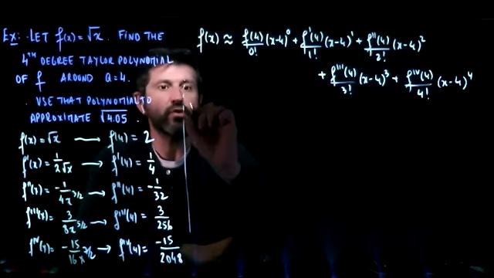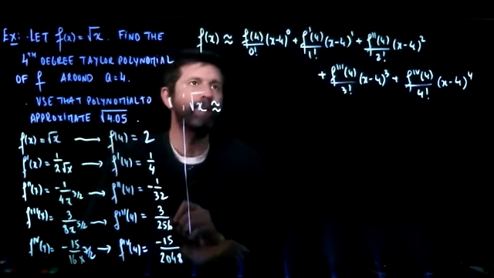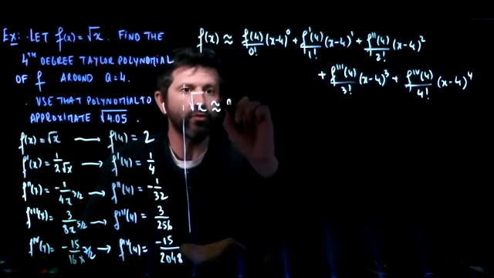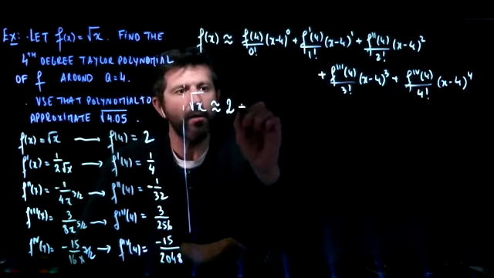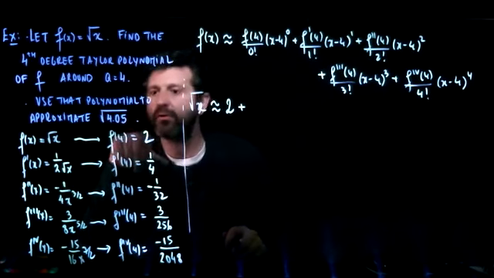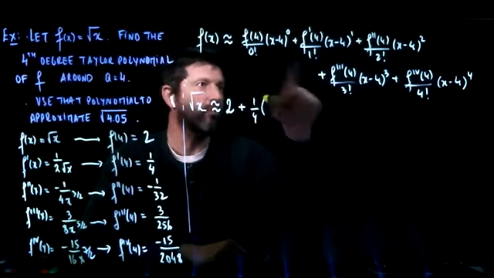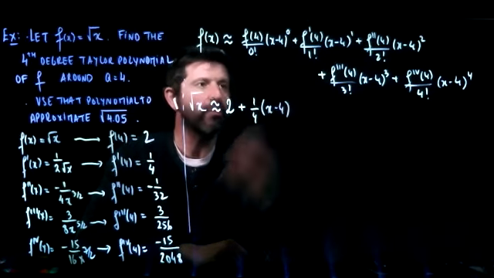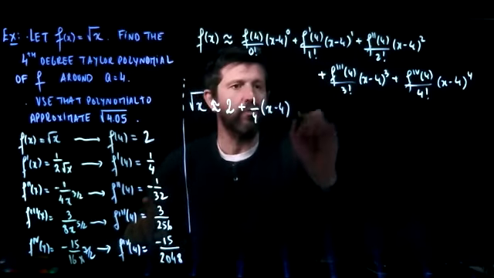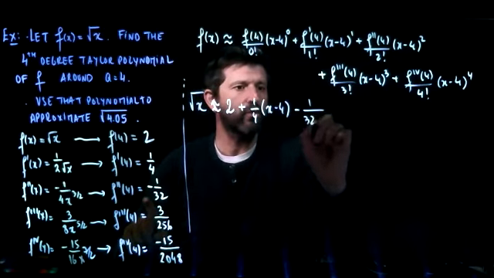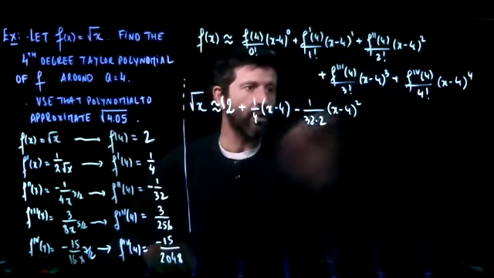So basically f of x, which is square root of x, is approximately equal to, so here we go, f of 4, which is 2, over 1 times 1, so just 2. My first term is 2, plus f prime of 4, which is a quarter, over 1 factorial, which is 1, times (x minus 4) to the power 1. Then f double prime is negative 1 over 32, so minus 1 over 32 times 2 factorial, which is 2, times (x minus 4) squared.